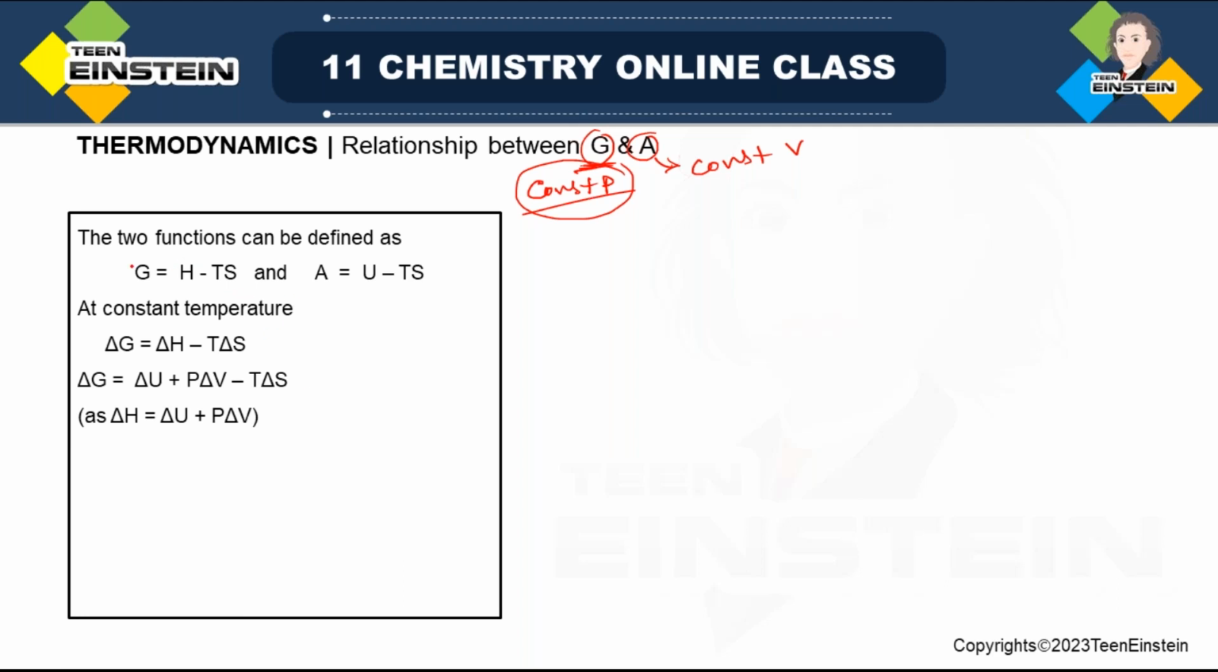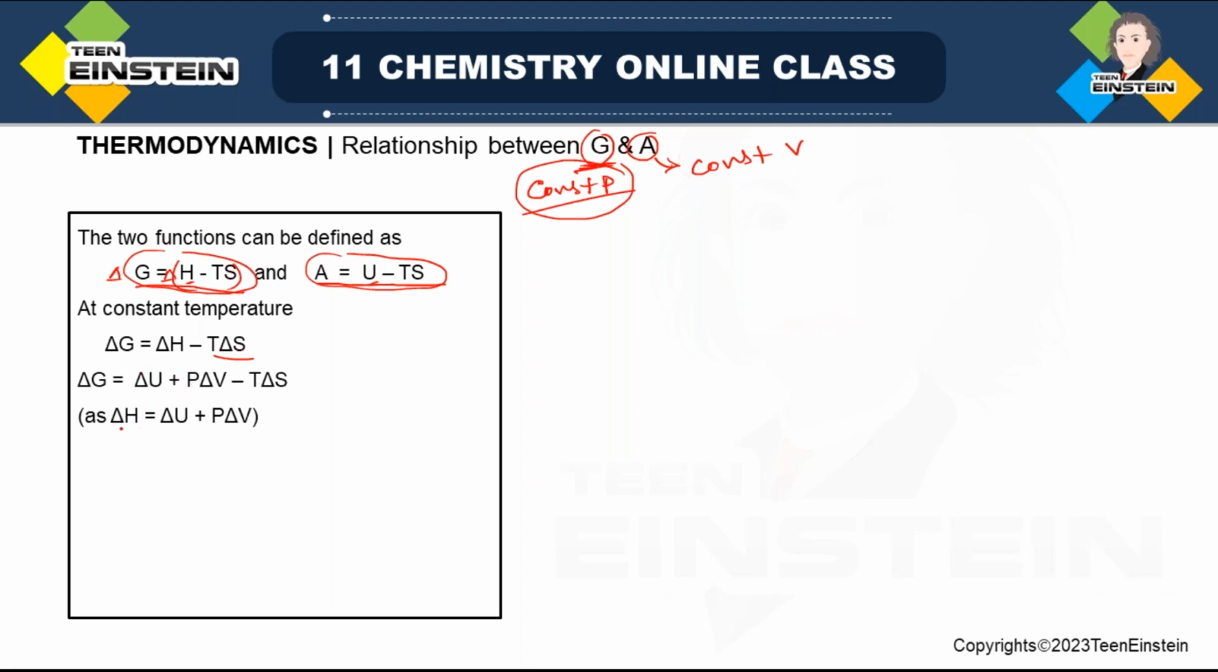First of all, G is equal to H minus Ts and A is equal to U minus Ts. That is how we express these two. Here it is enthalpy, here it is internal energy. Now suppose the temperature is constant, and in this case if we take del on both sides, it will be del H and S del T, but S del T is 0 because temperature is constant. So from Ts we have only T del S. So del G is equal to del H minus T del S.